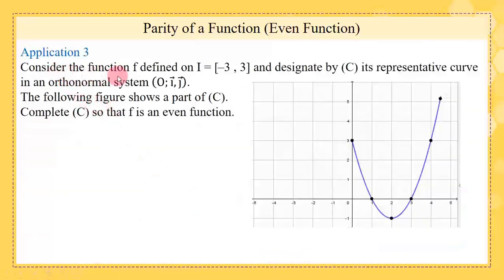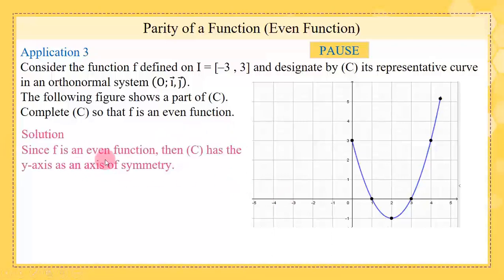Application 3. Consider the function f defined on I equals [-3, 3] and designate by C its representative curve in an orthonormal system OIJ. The following figure shows a part of C. Complete C so that f is an even function. Pause the video and try to do it by yourself. Solution. Since f is an even function, then C has the y-axis as an axis of symmetry.